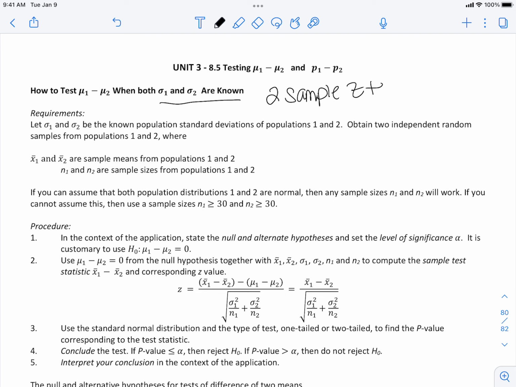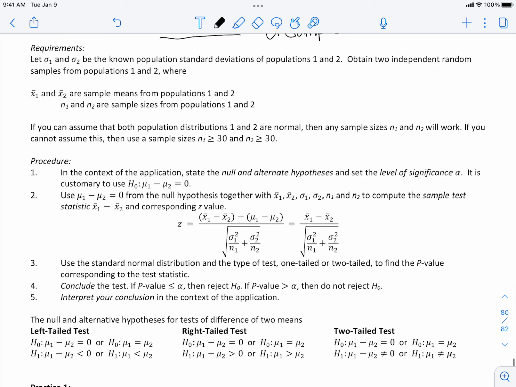So this will be a 2-sample z-test. Our requirements: let sigma 1 and sigma 2 be the known population standard deviations of populations 1 and 2. Obtain 2 independent random samples from populations 1 and 2 where x1 bar and x2 bar are sample means from populations 1 and 2, n1 and n2 are sample sizes from populations 1 and 2. If you can assume that both population distributions 1 and 2 are normal, then any sample sizes n1 and n2 will work. If you cannot assume this, then use sample sizes n1 greater than or equal to 30 and n2 greater than or equal to 30.